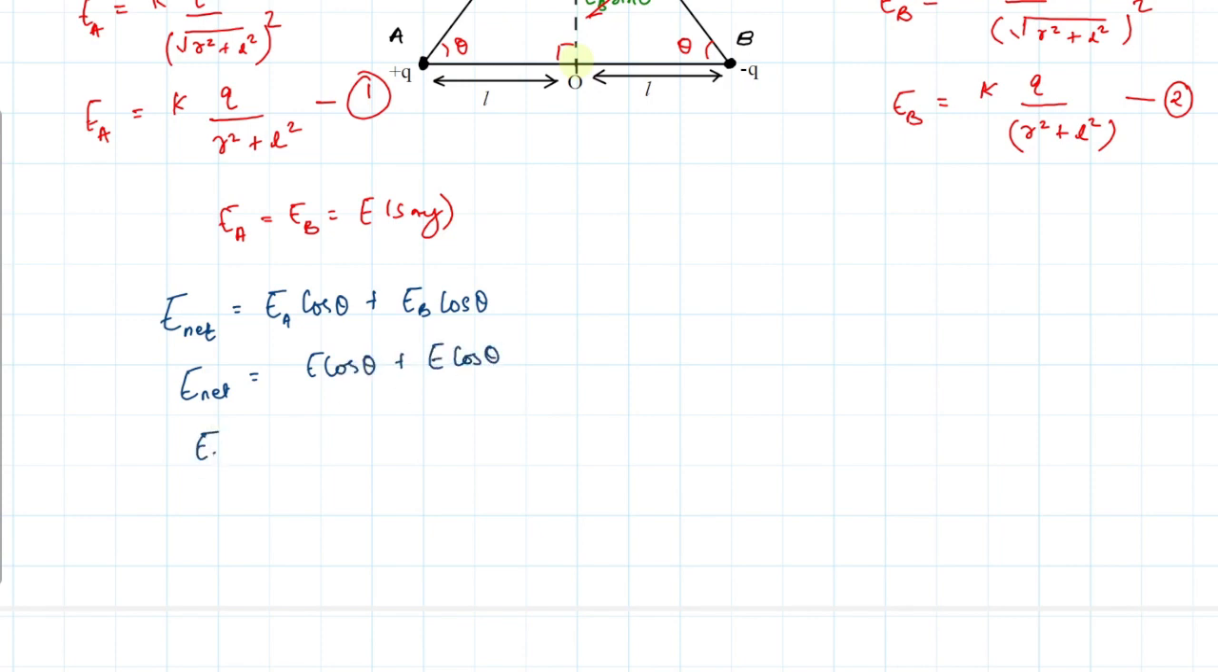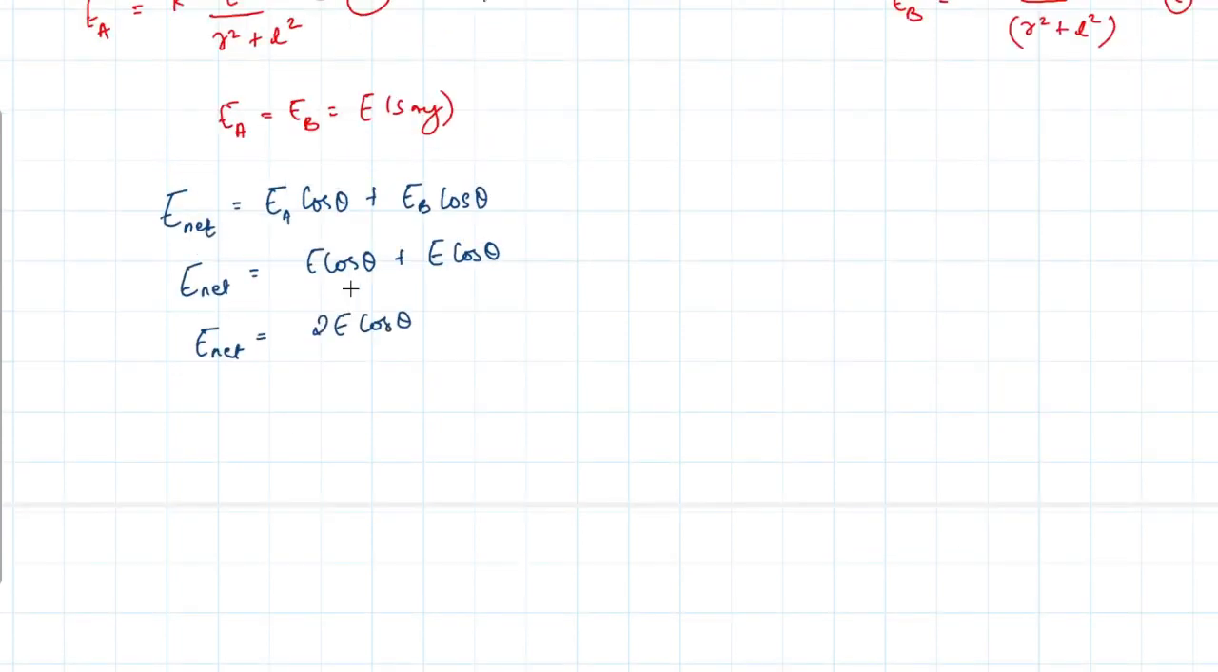Okay, and then E net can be obtained by 2E cos theta, where we know that E is already, we have already written the equation for E, so that makes it 2E. From equation 1 or 2 you can use any equation, so it will be KQ by R square plus L square. And then what is cos theta? So cos theta will be simply base upon hypotenuse.